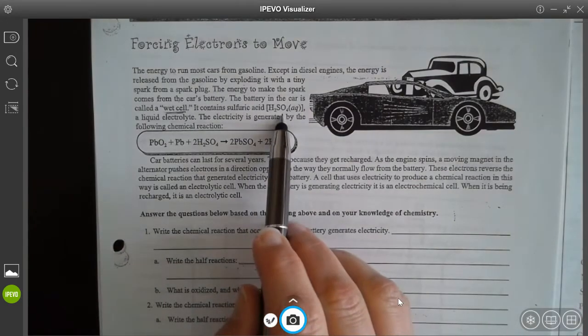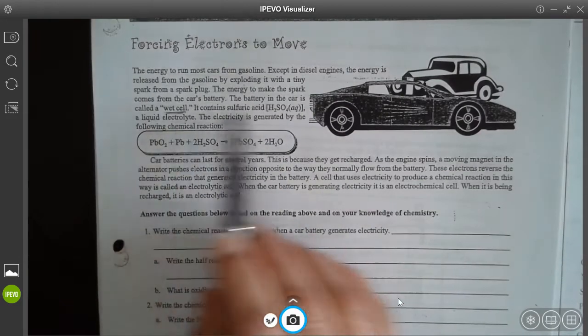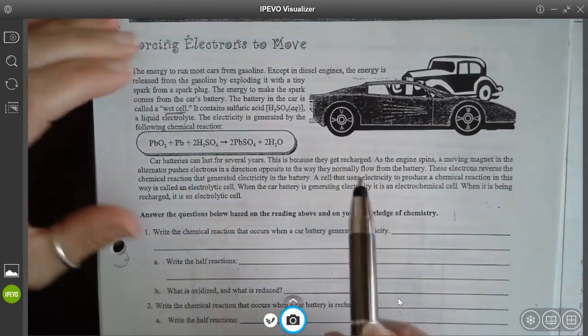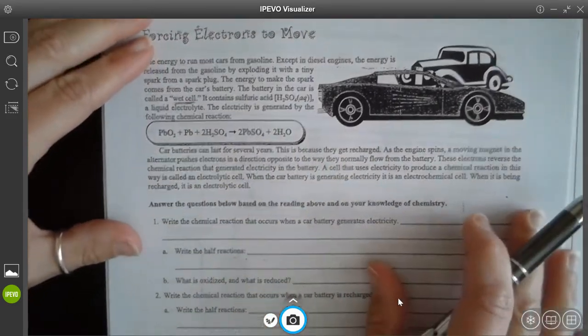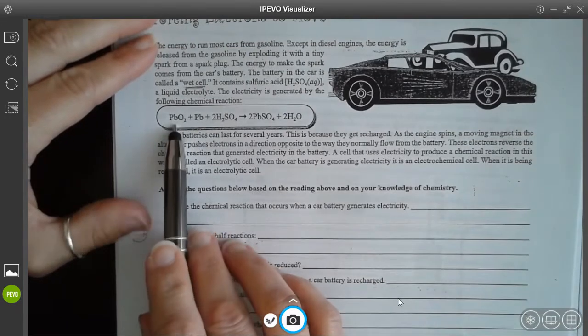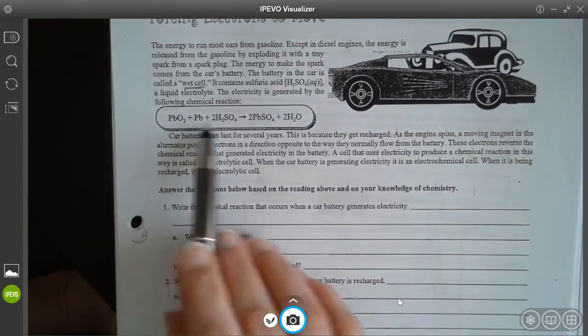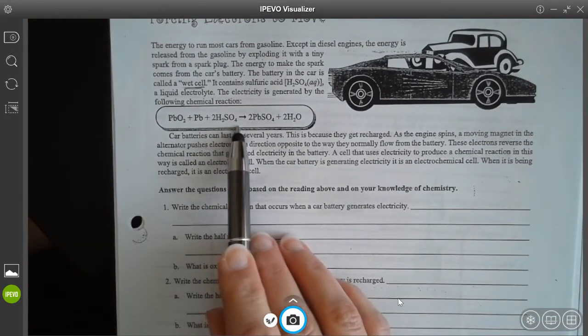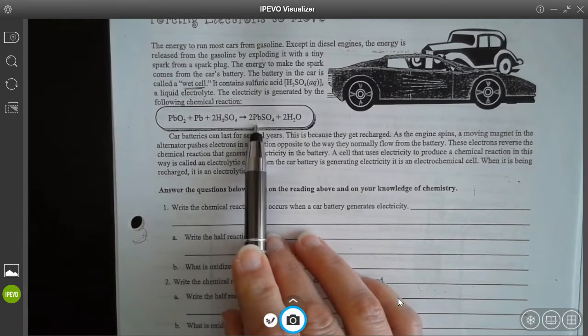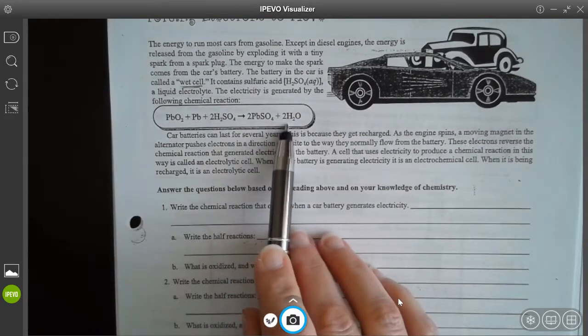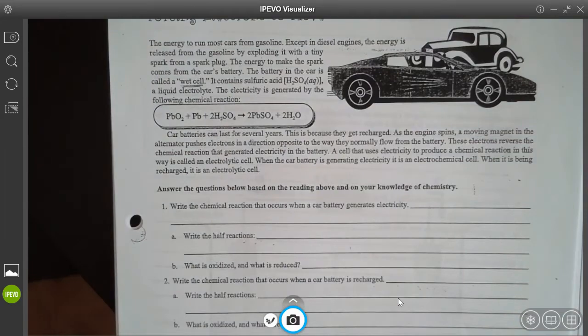This wet cell contains sulfuric acid. It's a liquid electrolyte because it's aqueous. The electrolytic cell is generated by the following chemical reaction. We have lead-4 oxide plus lead plus sulfuric acid yields lead-2 sulfate and 2 waters.